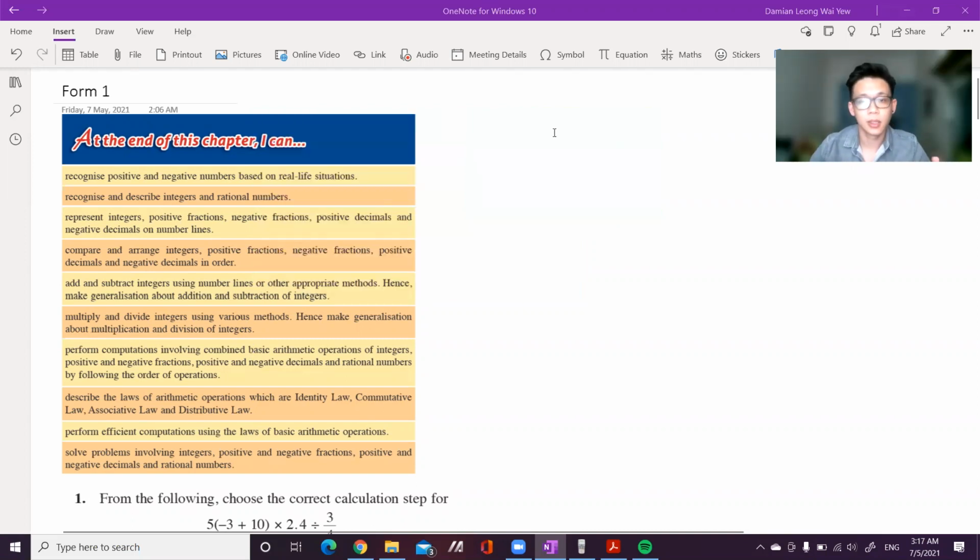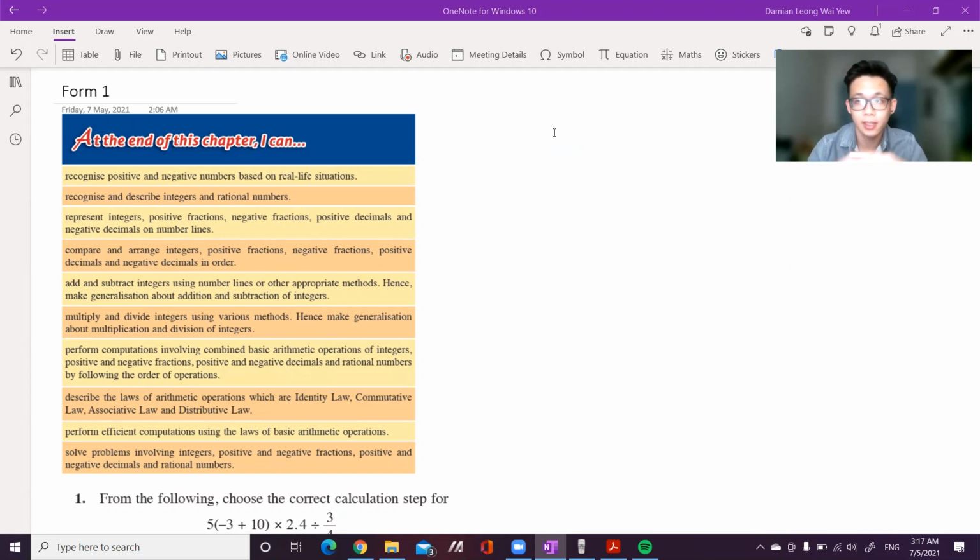So basically, let me give you a preview of the chapter. In this chapter, it is basically rational numbers. The first thing we need to know is recognizing positive and negative numbers. What are they? And compared to a real life situation, what does it mean?